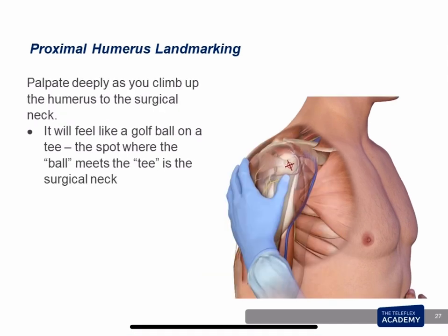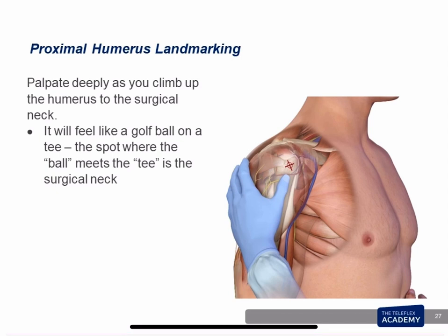As I mentioned, you want to palpate up and down, and I usually do this with both thumbs. In this picture, they're showing just one thumb, but you can use your thumbs to palpate and slide up and down until you feel a step-off or a ridge. And that's where the shaft of the humerus meets the round portion of the humerus. This is where the surgical neck is. That area will feel somewhat like, if you can picture a golf ball sitting on a tee, where the golf ball meets the tee would be the surgical neck.